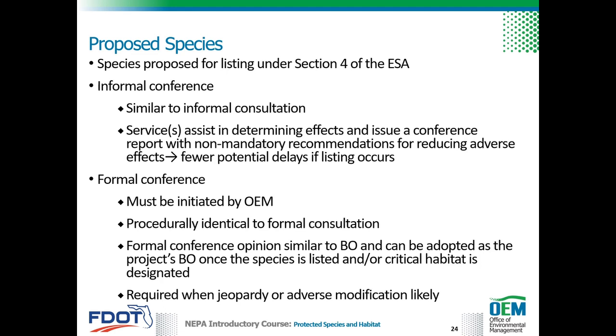Formal conference must be initiated by OEM and is required when a project is likely to jeopardize the continued existence of a proposed species or is likely to adversely modify proposed critical habitat. Formal conference procedures are the same as formal consultation. The opinion at the end of formal conference is a conference opinion and follows the contents and format of a BO. When the species is listed or critical habitat is designated, the services have the option of adopting the conference opinion as the BO for the project at OEM's request. An incidental take statement issued with a conference opinion does not become effective unless the services adopt the conference opinion as the BO once the species is listed and/or critical habitat is designated.